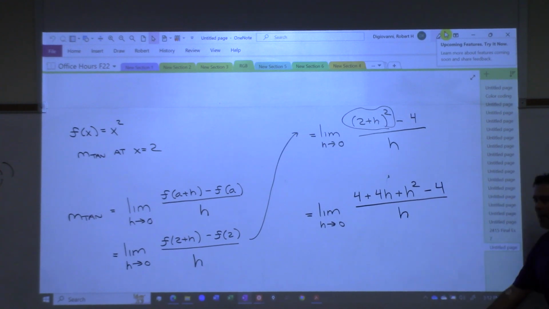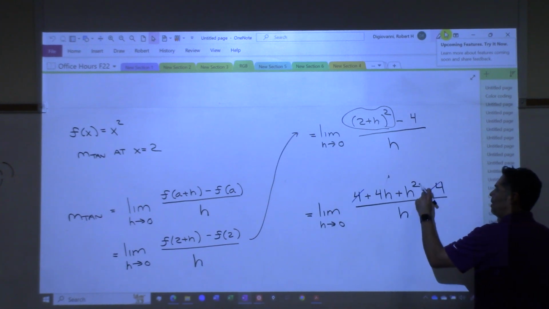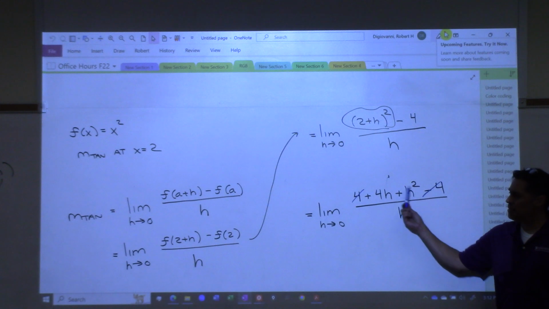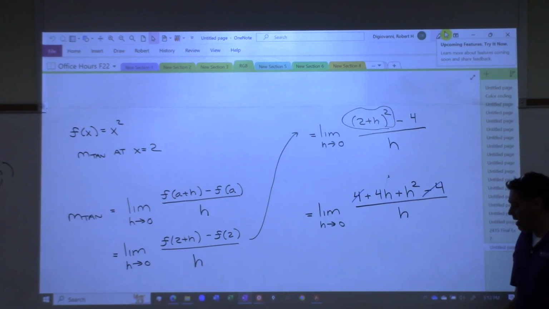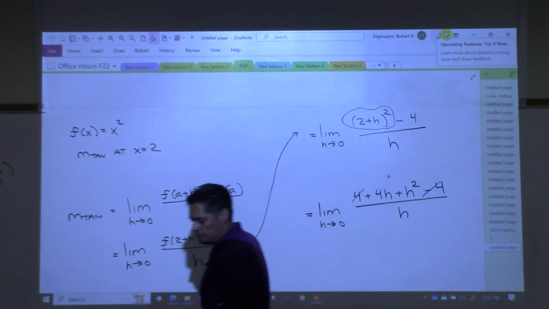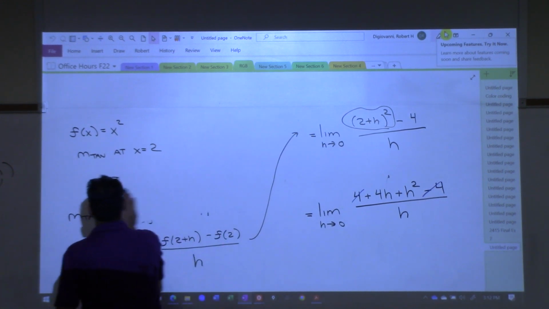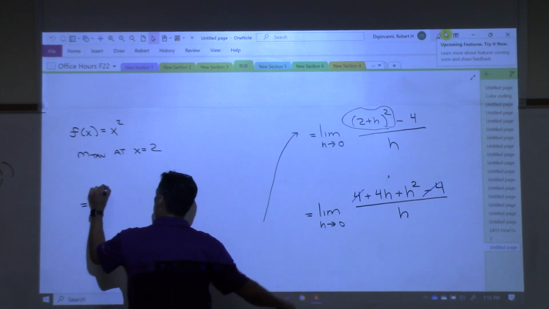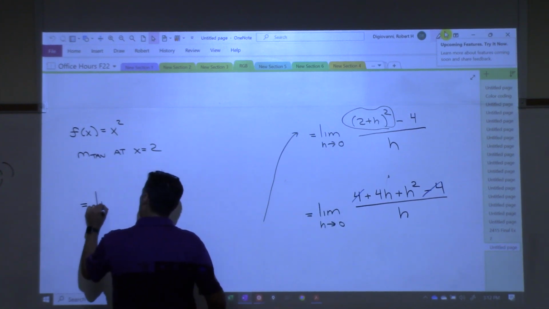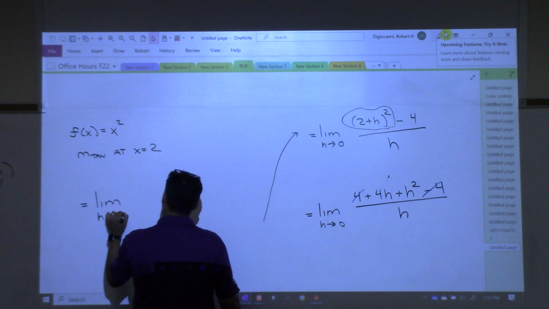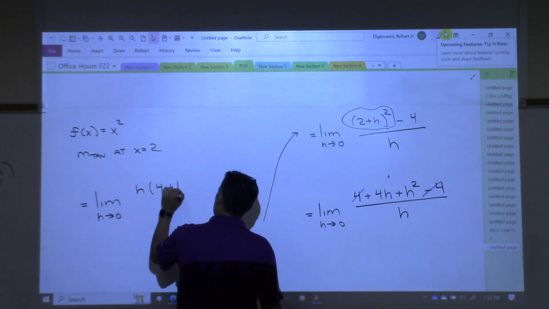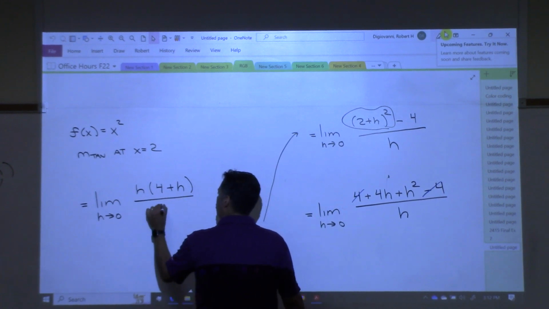Okay, good things should happen. The 4's go away, right? And now, do you see it? You can factor an h out. Every term on top has an h, so pull that h out. So I'm going to take the top, pull 1h, oh, forgot my limit. Limit, h is going to 0. Okay, and pull the h out. I'm left with 4 plus h, and then over h.